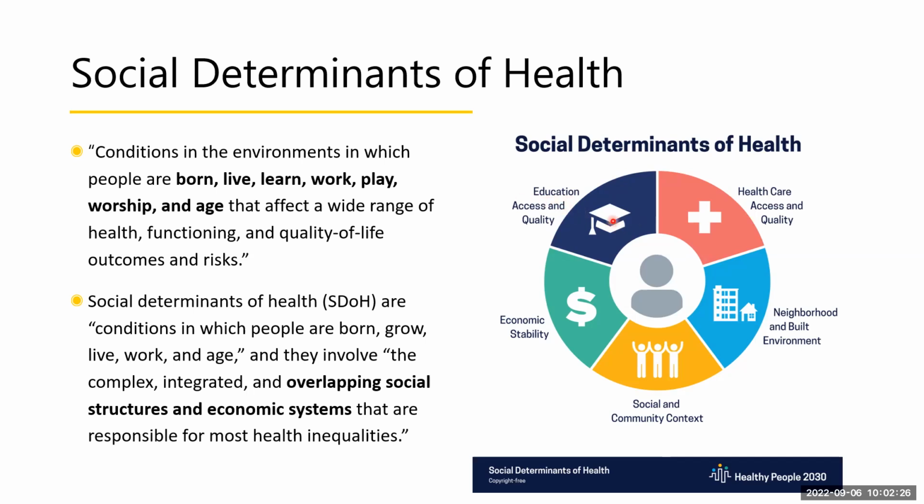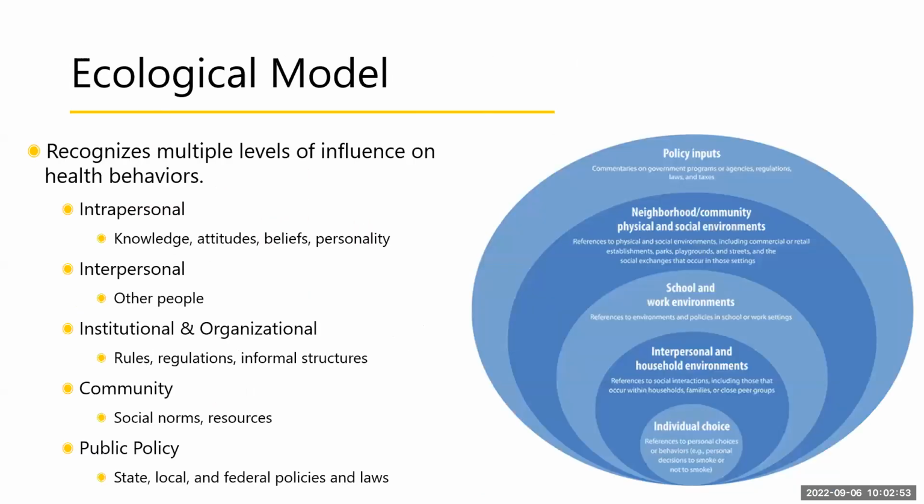We have education access and quality, economic stability, social and community context, the neighborhood and built environment, and this is one that's really interesting to me, and then healthcare access and quality. So this is what we talk about when we talk about the social determinants of health. It's the conditions in the environment where you were born, live, learn, work, play, worship, and age. So there you go.